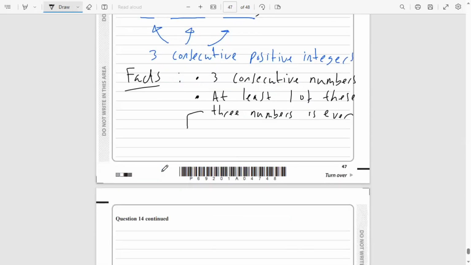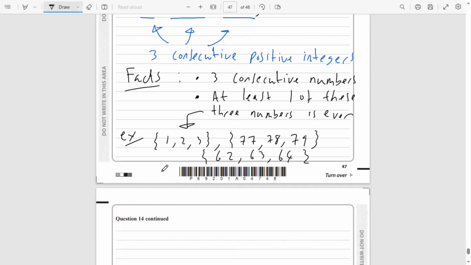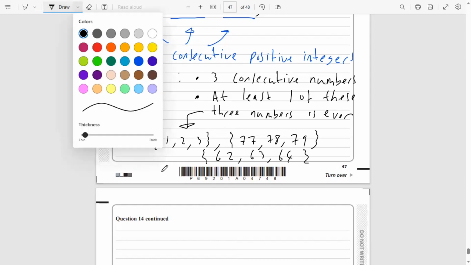Now, how can I guarantee that to you? Pick any 3 consecutive numbers you like. For example, you could pick 1, 2, 3. You could also pick 77, 78, 79. You could also pick 62, 63, 64. So pick any 3 consecutive integers in a row. Now, what do you notice? Well, regardless of which 3 numbers you pick, one of them or 2 of them will be even.